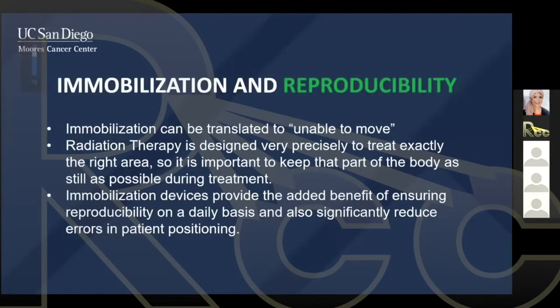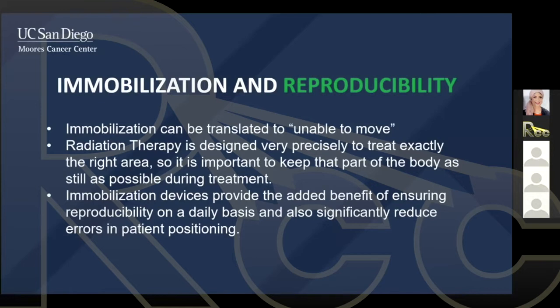Then there's immobilization and reproducibility. This can be translated into unable to move. You want the patient to be holding still for the entire treatment. As well, for the simulation, you want them in the exact same position, so they cannot be moving around at all. Radiation therapy is designed very precisely to treat exactly the right area, so it is important to keep that part of the body as still as possible during treatment.